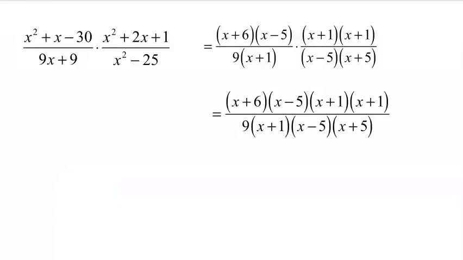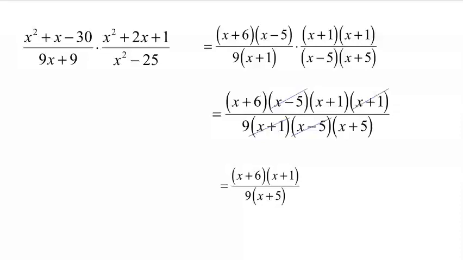Now what's the same on the top and the bottom? It looks like x minus 5 over x minus 5 can be thought of as 1 over 1. It looks like x plus 1 over x plus 1 can be thought of as 1 over 1. X plus 6 times 1 times x plus 1 times 1 gives me x plus 6 times x plus 1 upstairs. 9 times 1 times 1 times x plus 5 gives me 9 times x plus 5 downstairs.